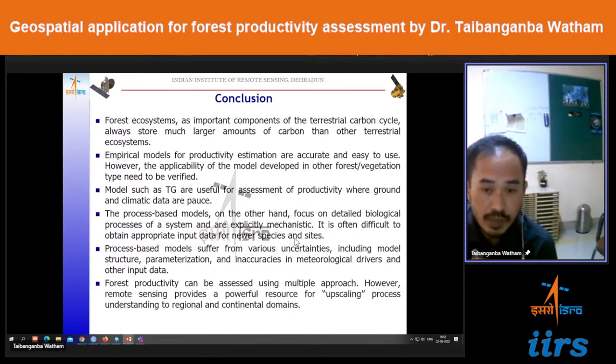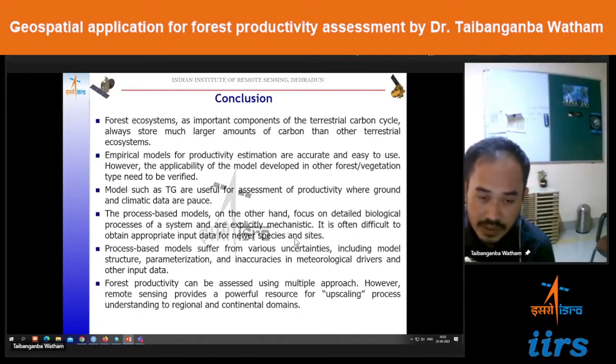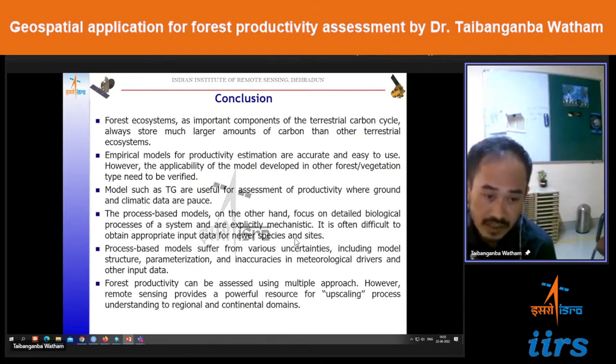So for assessment of vegetation productivity, there are several methods ranging from the empirical models. The issue with the empirical models is we need ground information for establishing the empirical equation. Once we have established the empirical equation, the accuracy for assessing the vegetation productivity for that particular forest type or locality will be very good, but whether the same equation can be applied in other regions has to be tested and verified.